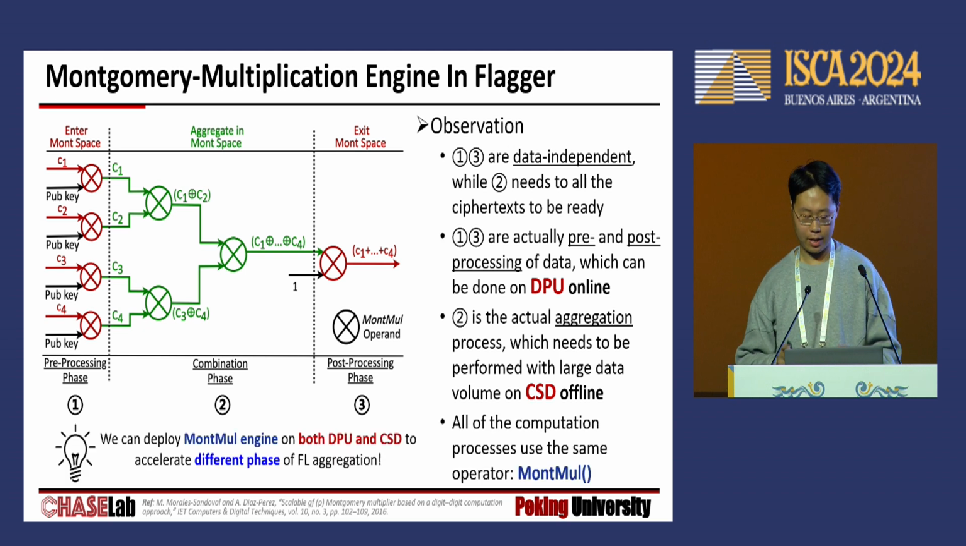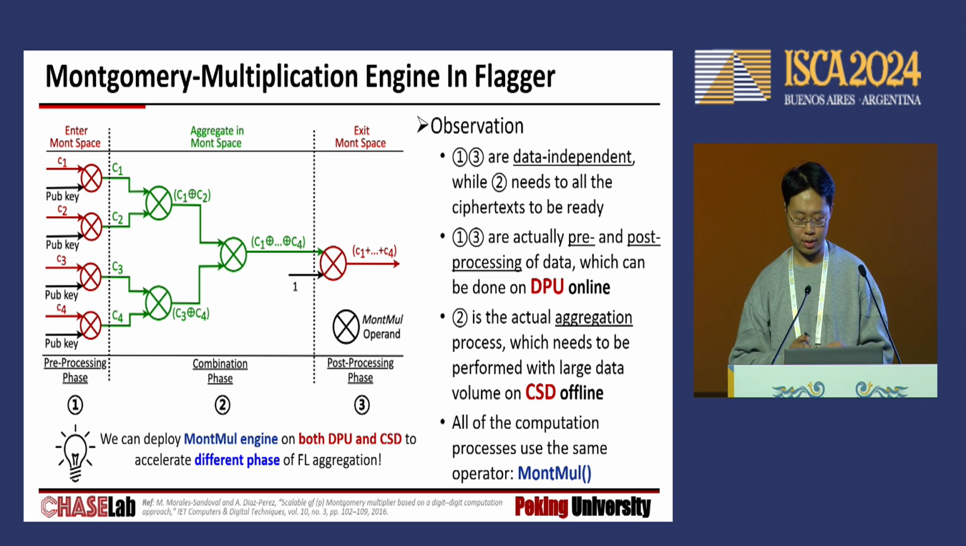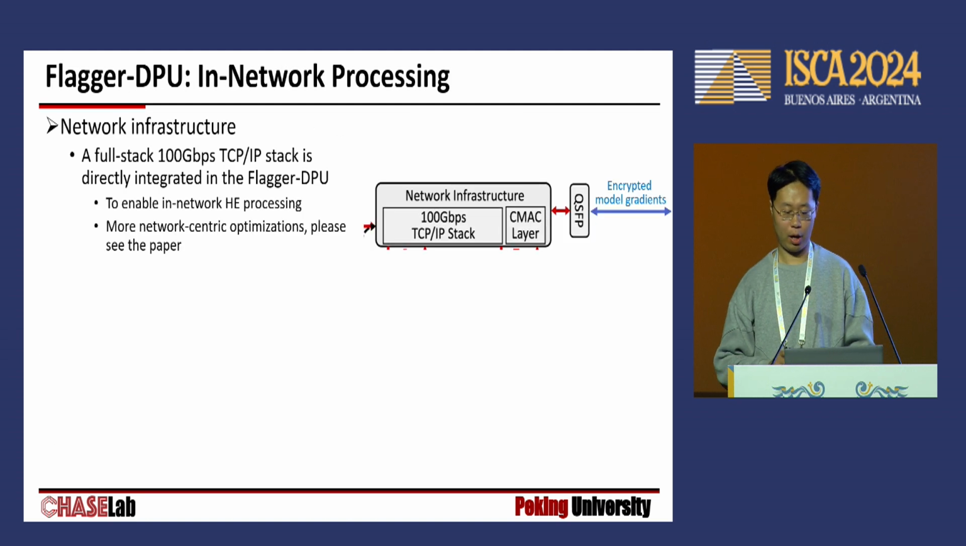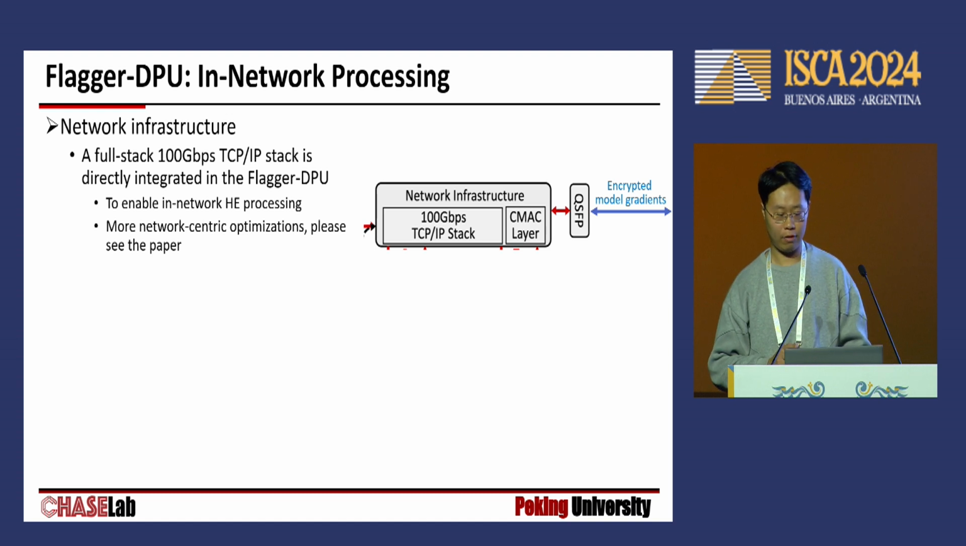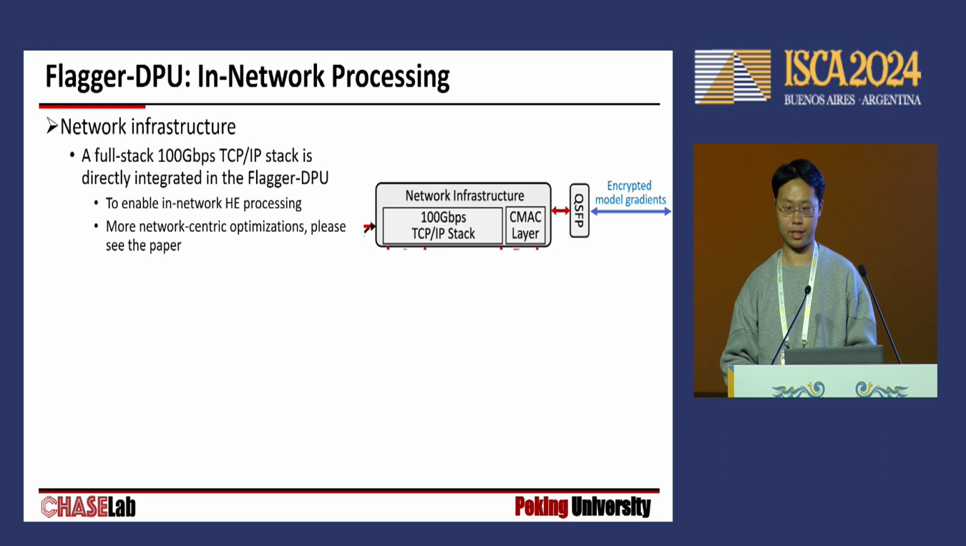So we can split the FL aggregation process into 3 phases, amortize and distribute them to both Flagger DPU and Flagger CSD for acceleration. Based on the multimodal engine, we built Flagger DPU and Flagger CSD. First, let's check how Flagger DPU works. It features a network processing capability to perform pre- and post-processing computations.